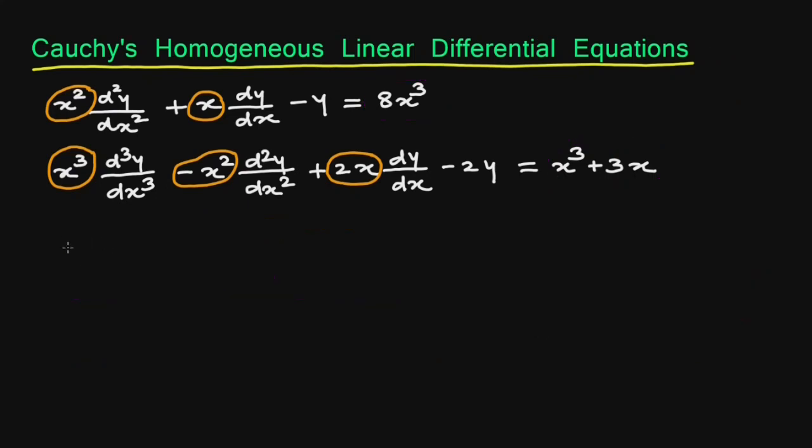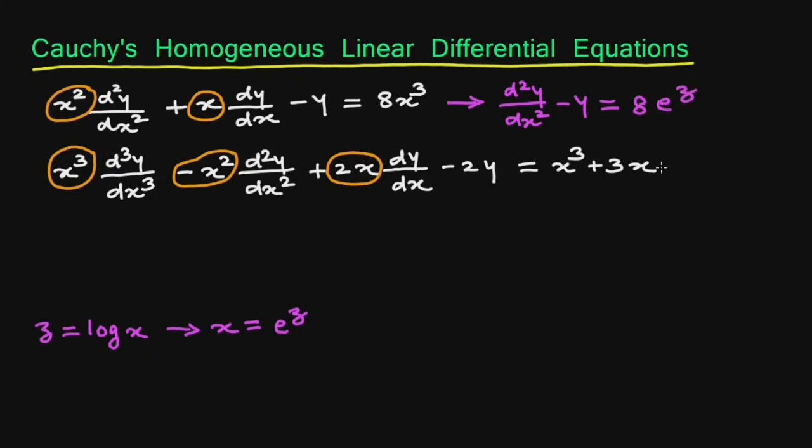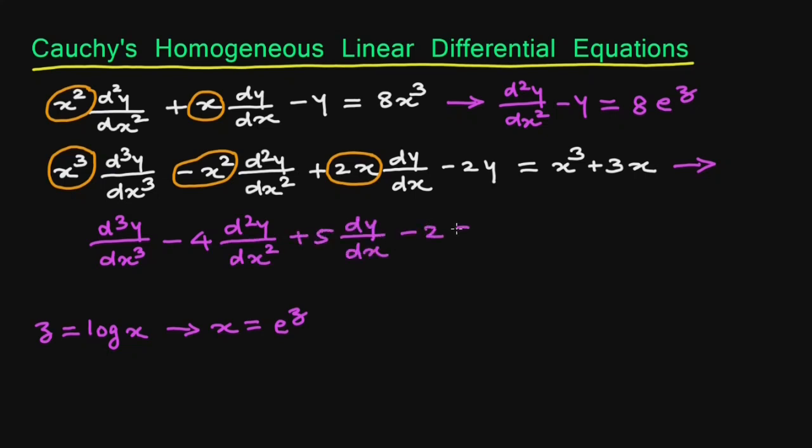By special substitution, z equals log x, which also means x equals e raised to z, and further processing on it, this Cauchy's equation gets transformed into d2y upon dz square minus y equals 8 e raised to z, and this Cauchy's equation gets transformed into d cube y upon dz cube minus 4 d2y by dz square plus 5 dy by dz minus 2y equals e raised to 3z plus 3 e raised to z.